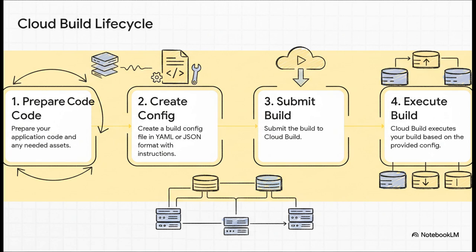So when we say a build, what does that even mean? Well, it's not some kind of dark magic, I promise. It's really just a simple 4-step cycle. You've got your code, you write a little configuration file, kind of like a recipe, that tells Cloud Build what to do. You submit it, and then boom, Cloud Build just executes all those steps for you inside these nice, isolated Docker containers. That's it. Simple, powerful, and you can repeat it over and over.